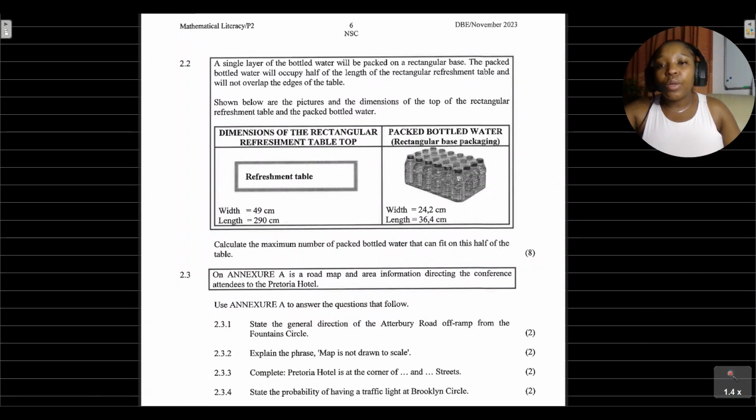Question 2.2. Now, question 2.2 deals with packaging. It deals with packaging in 2D, because we're just looking at the top view of this table. So we want to determine the maximum amount of packed water bottles I can place on this rectangular table. Let's see how we need to go about tackling this problem.